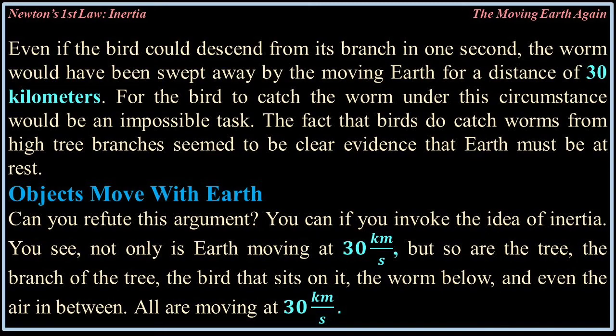You see, not only is the Earth moving at 30 kilometers per second, but so are the tree, the branch of the tree, the bird that sits on it, the worm below, and even the air in between. All are moving at 30 kilometers per second. Something to consider.